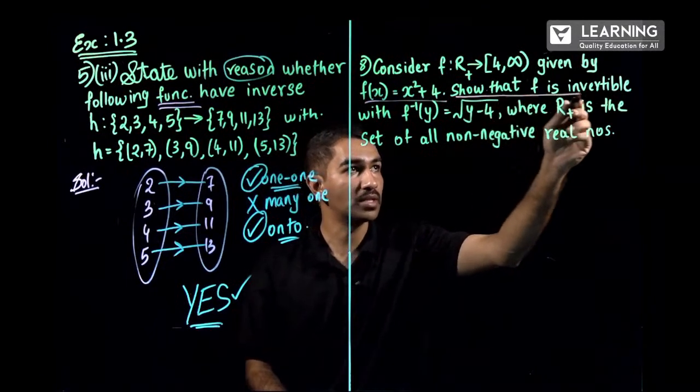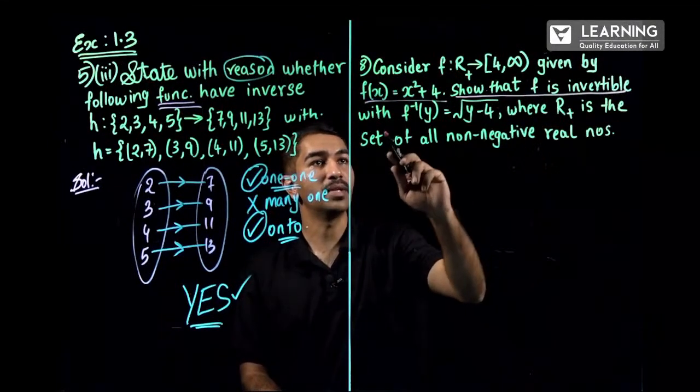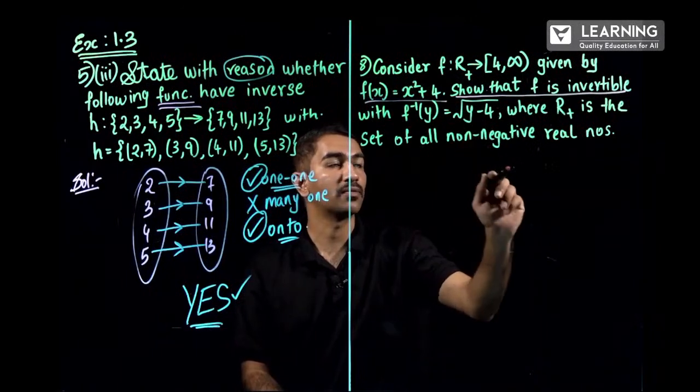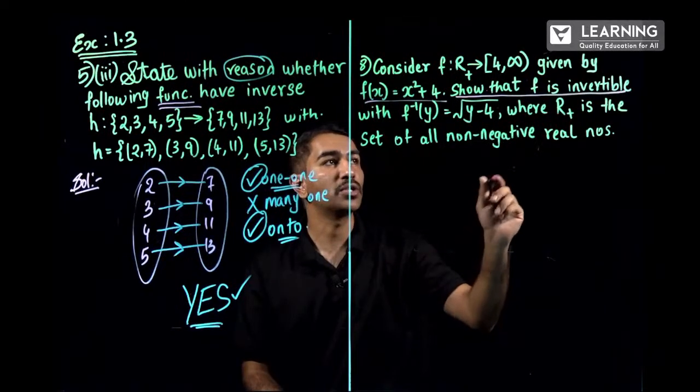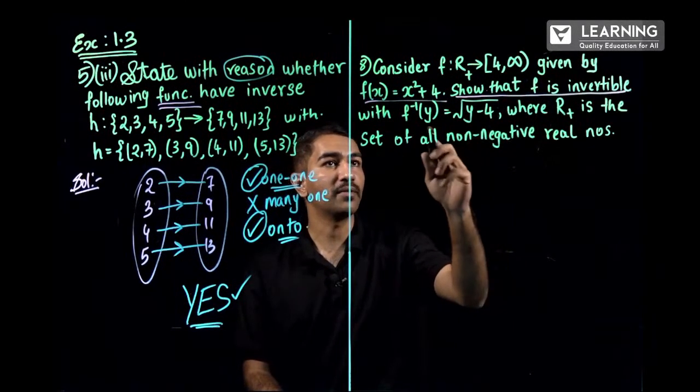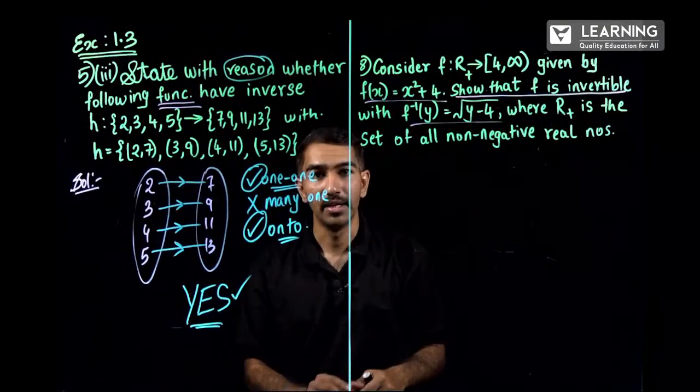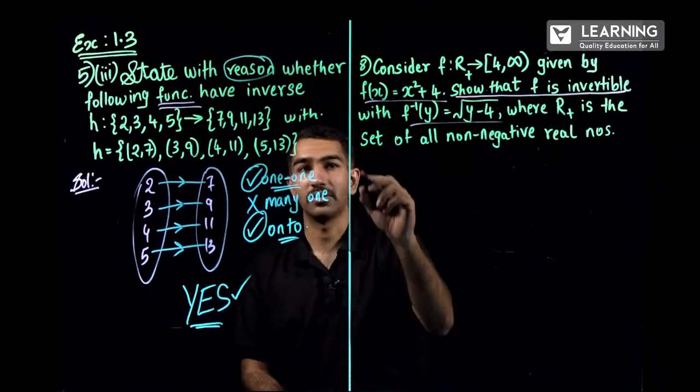So we have to prove this. Show that f is invertible with f inverse of y is equal to root of y minus 4, where R+ is the set of all non-negative real numbers. So we should show that it is invertible, and also we have to show this. Okay, we'll start with the solution, students. So solution.